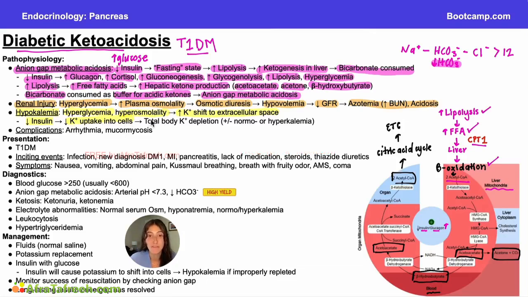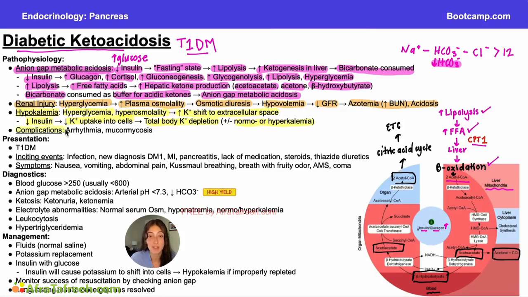This will lead to a very interesting phenomenon in which we do have total body potassium depletion. Okay, so we're peeing out our potassium as well. Remember, we have total body potassium that's low, but we'll have normal or hyperkalemia on lab values because all the potassium we do have has shifted into this extracellular space. We can't get it into the cells because we don't have enough insulin to uptake it into the cells. So we'll have quite a bit of potassium in our blood, even though our total body potassium is low.